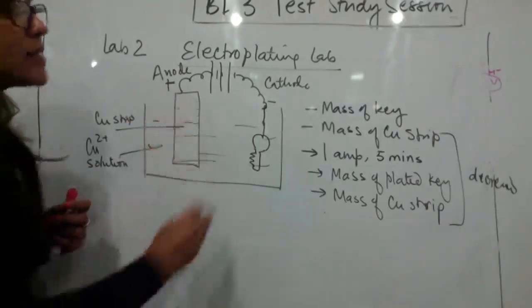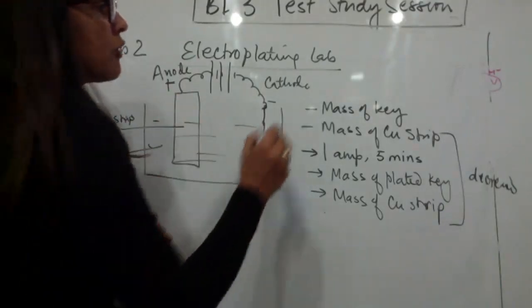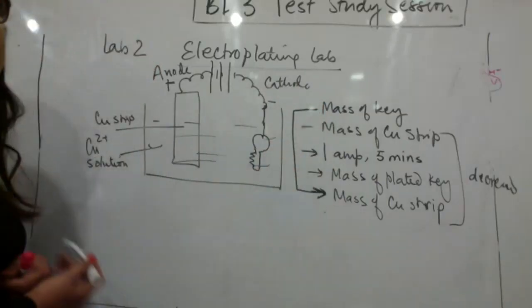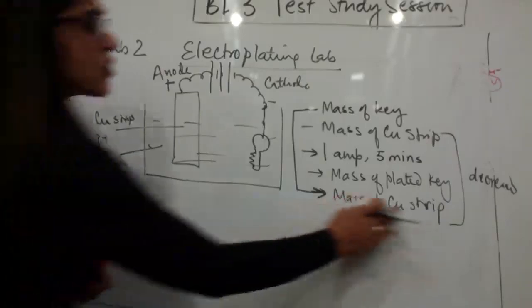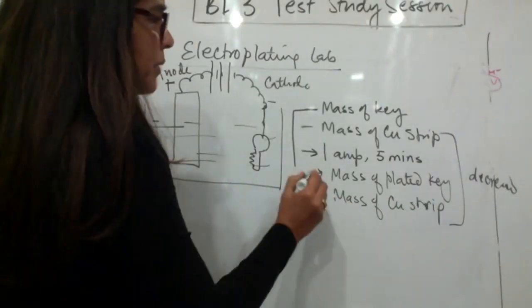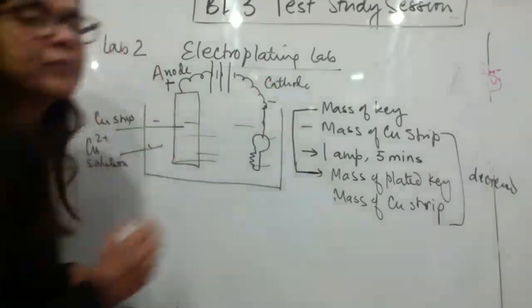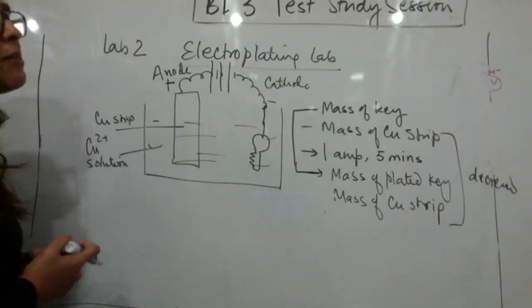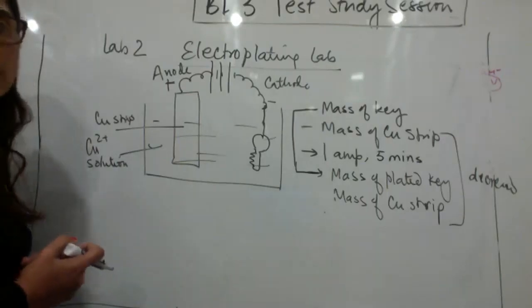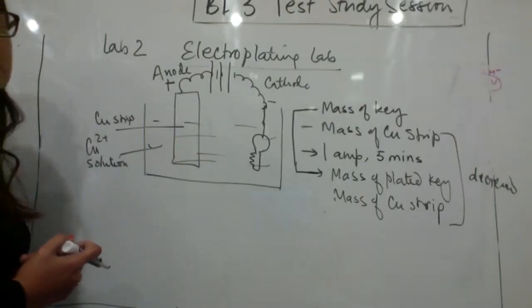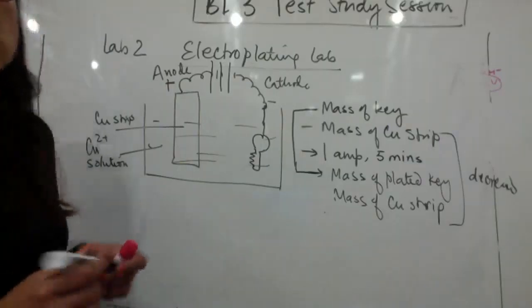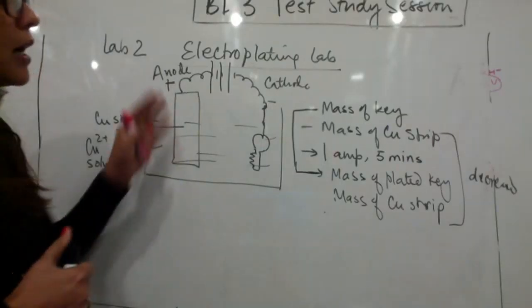And where did this mass go? If law of conservation of mass holds true, then this mass went and deposited on the key. The mass lost by copper should be the same as mass gained by the key, if law of conservation of mass is true. And I think the results in this lab come pretty close, very close. You'll see pretty good results. So that was the overall principle here.